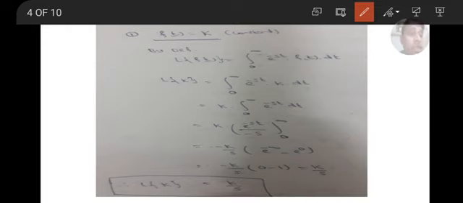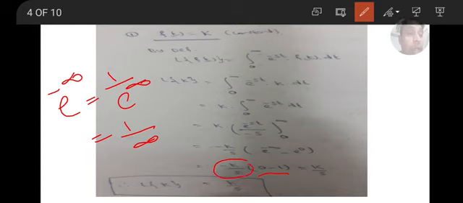e to the power of 0 means 1. So e to the power of minus infinity is equal to 1 by e to the power of infinity. e to the power of infinity means infinity. 1 by infinity value is 0. And e to the power of 0 value is 1. So 0 minus 1 means minus 1.